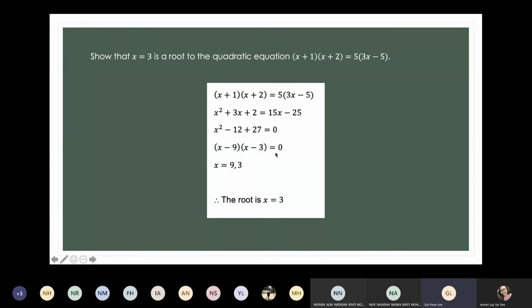So the statement says to show that x equals 3 is a root. Then after you solve it and you get x equals 9, x equals 3, so one of the roots is x equals 3. Hence, the root is x equals 3. You prove that this 3 is one of the roots.